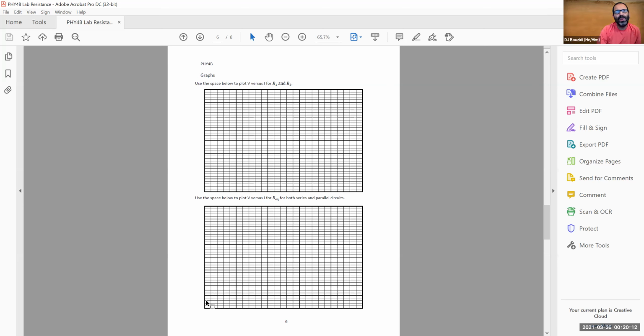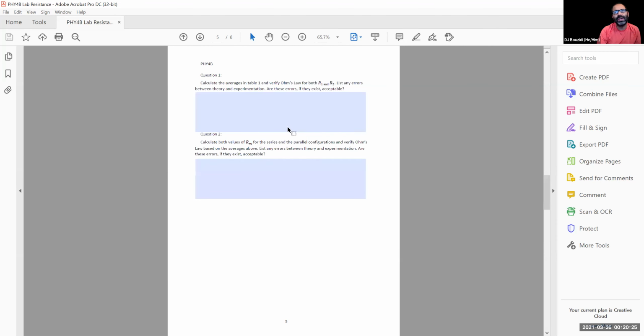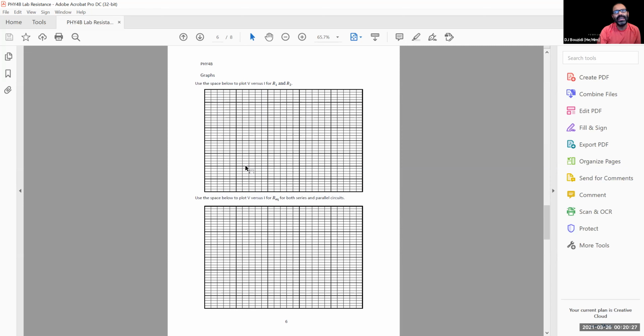And you're going to do the R equivalent also for both the parallel and the series circuit too. So you'll have two graphs in here. Make sure when you do the graphs, the axes are properly labeled and the points are clear. The 6 points that you collected from your experiment are clearly indicated in here. So here I need to see 6 points for each line. And in here I need to see 6 points for each line basically, okay?